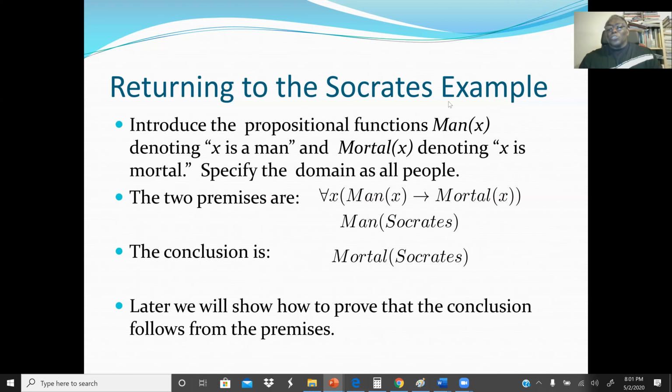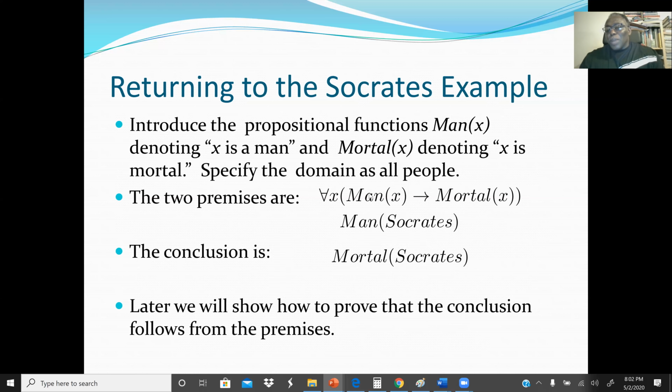So we are returning back to the Socrates example. Here we said that introducing the propositional function man at X, denoting X is a man, and mortal at X, denoting X is mortal. So we can use the predicate function with quantifier saying that if man is a mortal, man at X is a mortal, which is all X, man at X implies mortal at X, this is true to true. Then man is what? Socrates. Then mortal should be Socrates also.